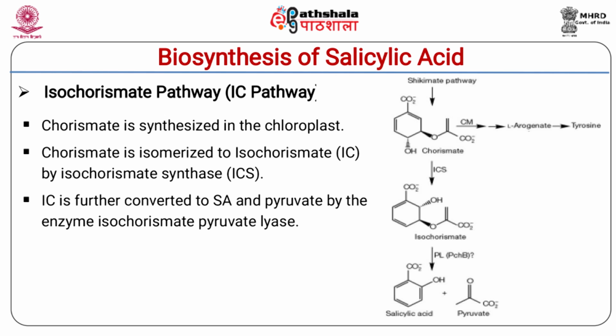In plants, chorismate is synthesized in the chloroplast. In 2001, two putative ICS genes were identified from the Arabidopsis genome. Biochemical and molecular analysis of ICS1 proved the existence of the IC pathway in planta. Salicylic acid produced upon pathogen infection or UV exposure is mainly via the IC pathway.